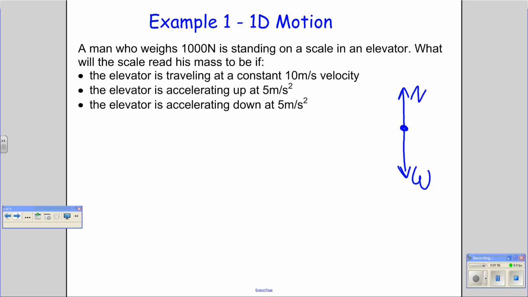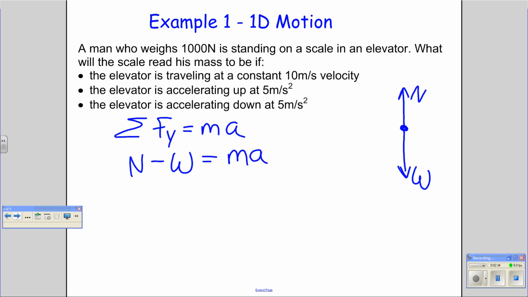Now, he's not moving horizontally at all, so there's no horizontal forces. This is just one dimension. Nice and easy. Now, step 1, that. Step 2, components. No components. Step 3, sum of your forces. So sum of your forces in the y direction equals mass times acceleration. So, positive y, we have normal. Minus anything in the negative y, which is weight. Okay, so normal force minus your weight equals your mass times your acceleration.